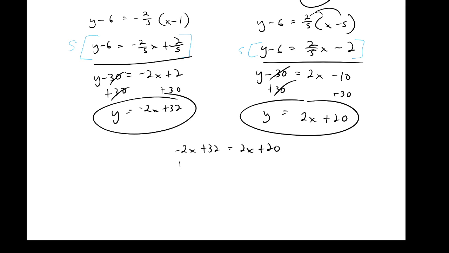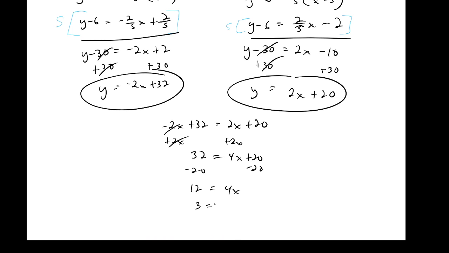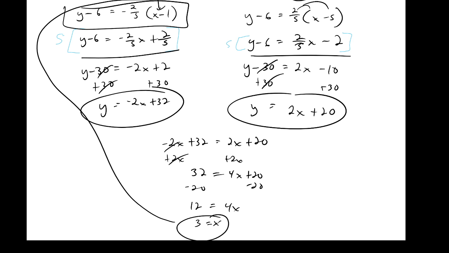Okay, so I'm going to add 2x to both sides. I have 32 is equal to 4x plus 20, minus 20 on both sides. I'm going to have 12 is equal to 4x. Therefore, my x is going to be 3. And I have to go back. Remember what I said? I have to utilize my original equation here, okay? So I have to put my x back in here.